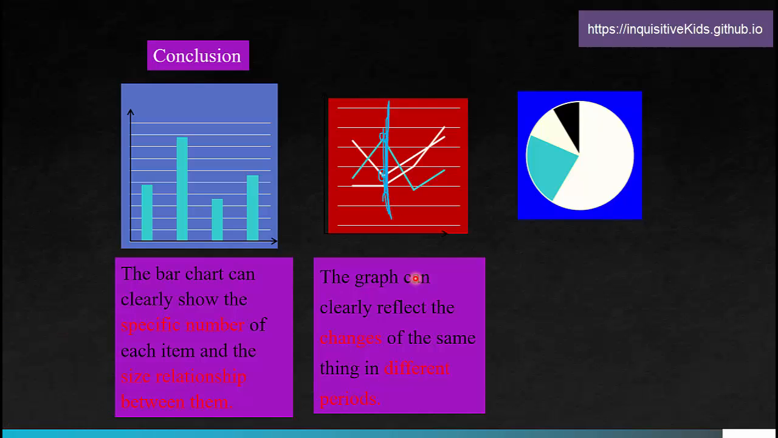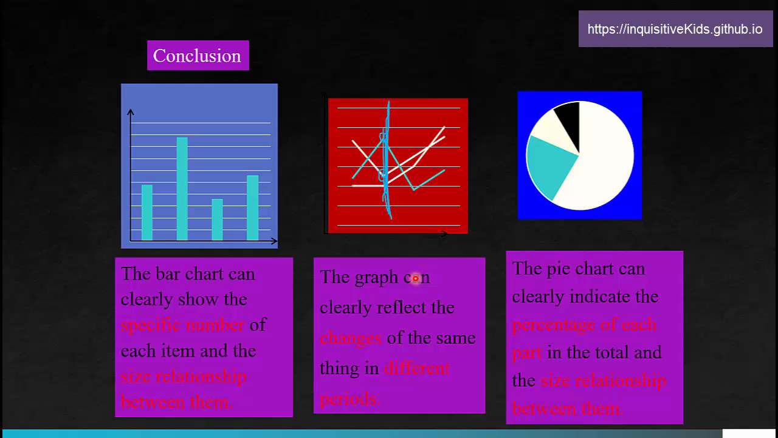Then the pie chart can clearly indicate the percentage of each part in the total and the size relationship between them. And now, the size relationship isn't just the size relationship of each item. You can, say, add the white parts together, add this aqua part and this white part. You can do more complex relationship comparisons in between them when you have a pie chart.